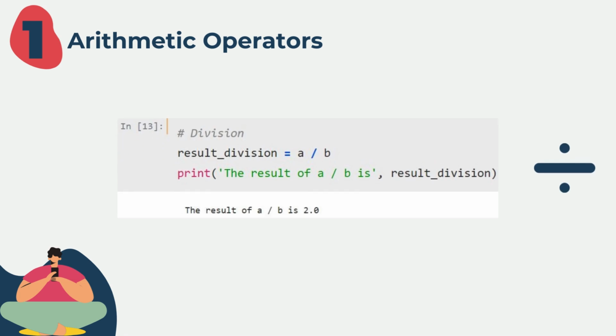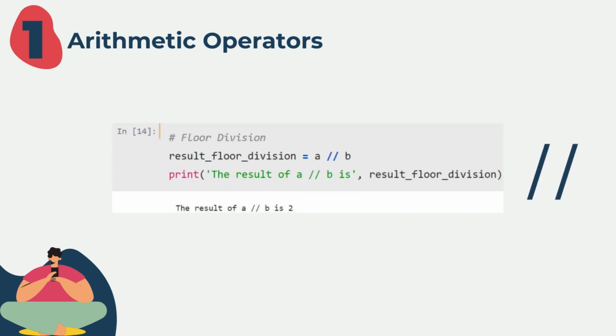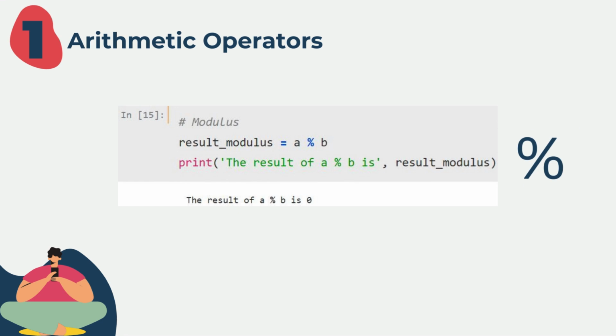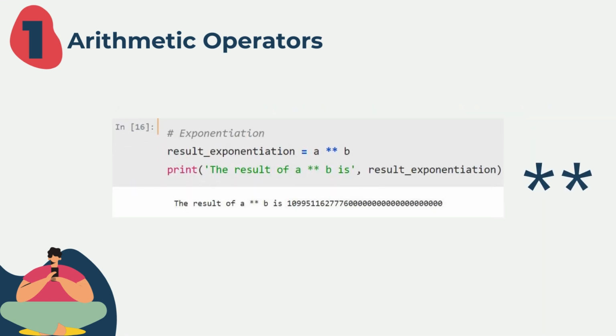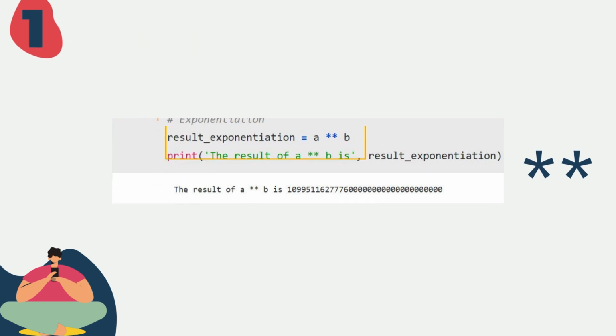Using the division operator, we divide variable a by variable b, and the result is stored in result_division. Moving on to floor division, we use the two division operators to find the quotient of a divided by b, rounding down to the nearest integer. Now, let's delve into the modulus operation. Using the modulus operator, we find the remainder when a is divided by b. Finally, let's add the exponentiation operation. This operation raises a to the power of b, and the result is printed.